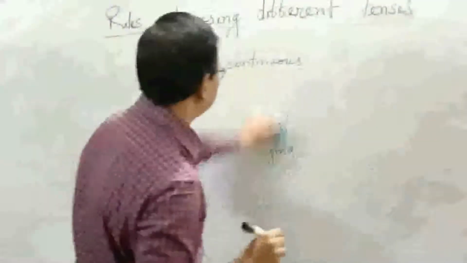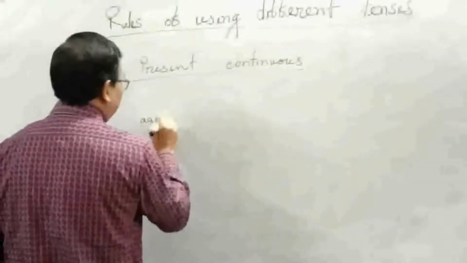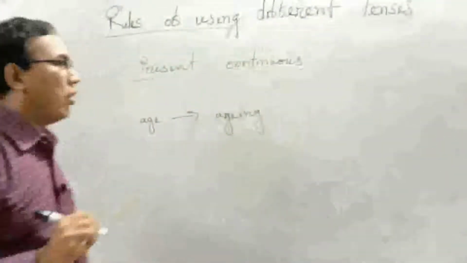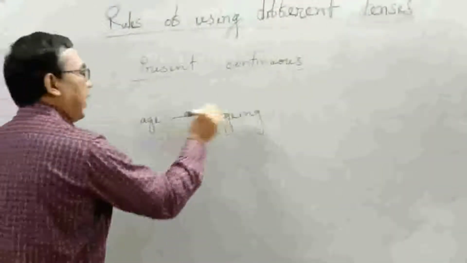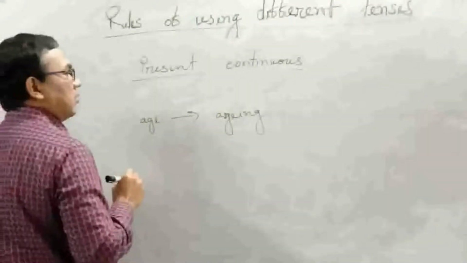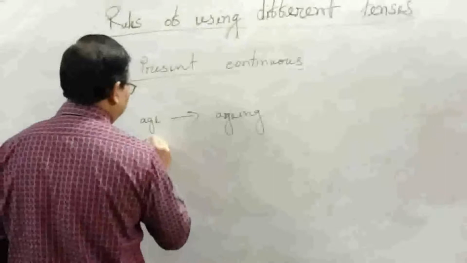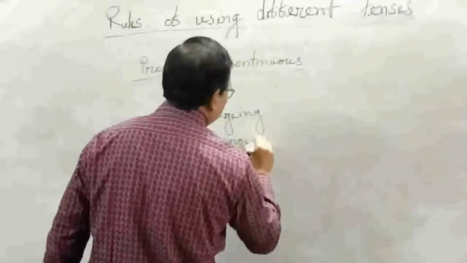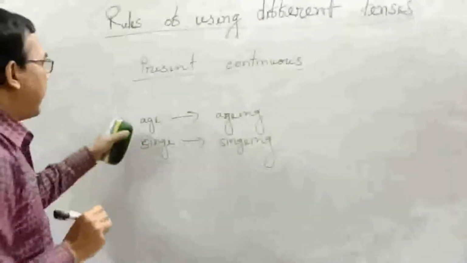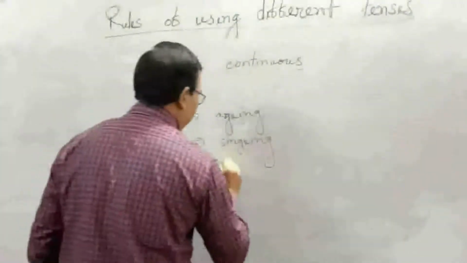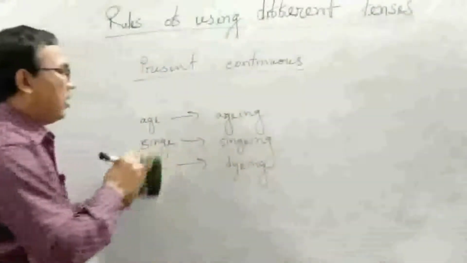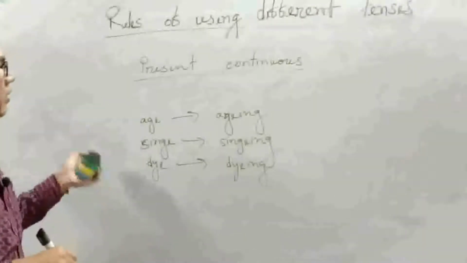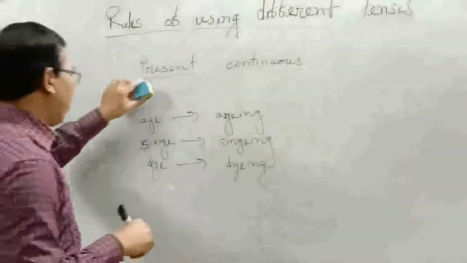And what are the exceptions? Aging, from age, here e is not omitted. Then singeing, here e is not omitted. Aging, singeing. Dying. These are the exceptions. And in all other cases, if a verb ends in e, then if you add ing to the verb, then e will be omitted.